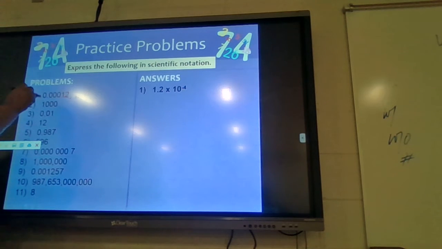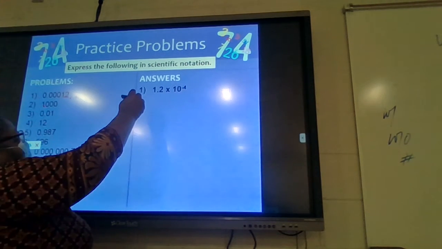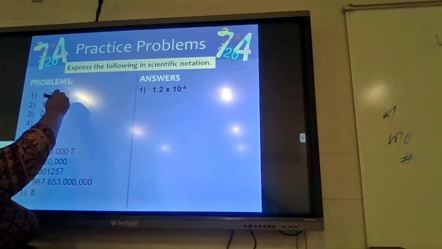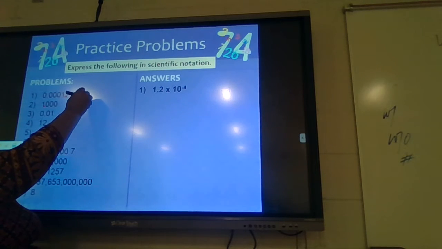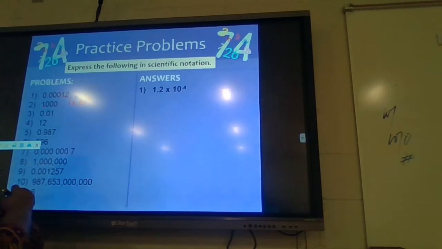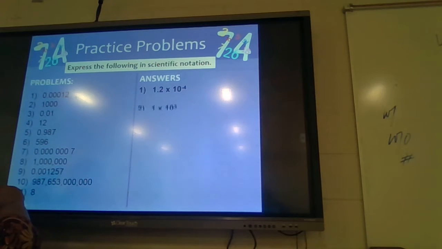Okay, so let's look at this one. I need to find a number between 1 and 10. So here I go right here. And then I move my decimal 1, 2, 3 to the left. Okay. So if I move it 3 to the left, am I positive or negative? Positive. So it should be 1 times 10 to the third.